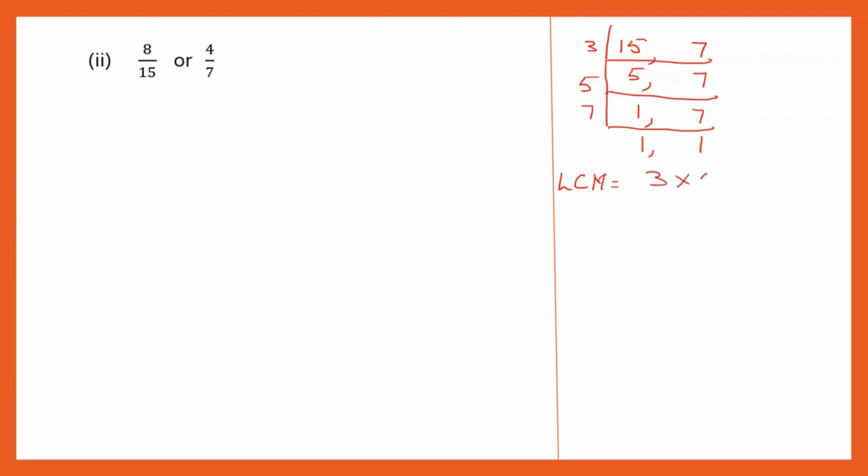3 into 5 into 7. 3 5s are 15. 15 into 7 is 105. So my LCM is 105.